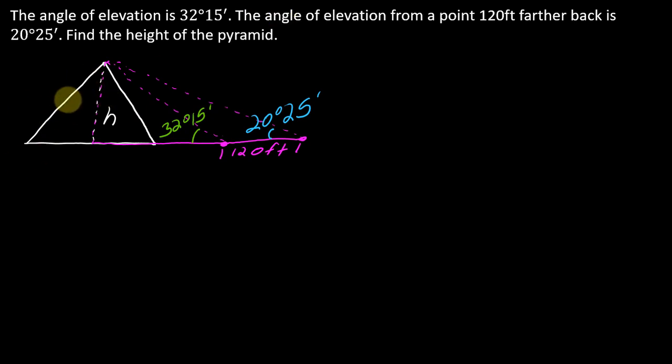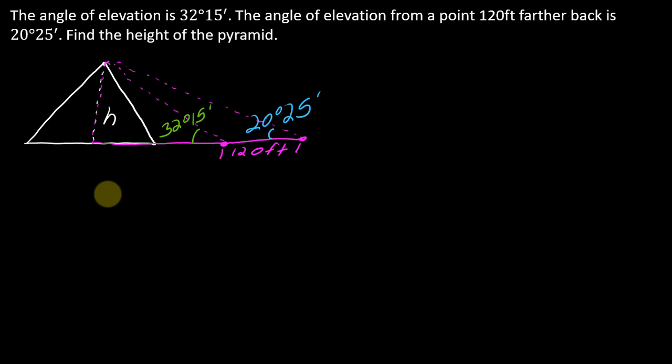And this is a pyramid right here. So this white figure is a pyramid. And then the angle of elevation from a point 120 feet farther back is 20 degrees and 25 minutes. So I've got that marked here. So find the height of the pyramid. Okay, so I've marked this picture. This picture is pretty important.